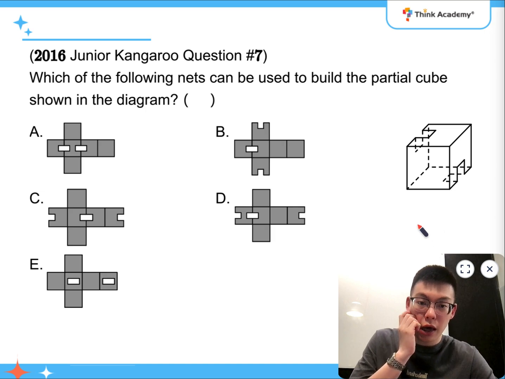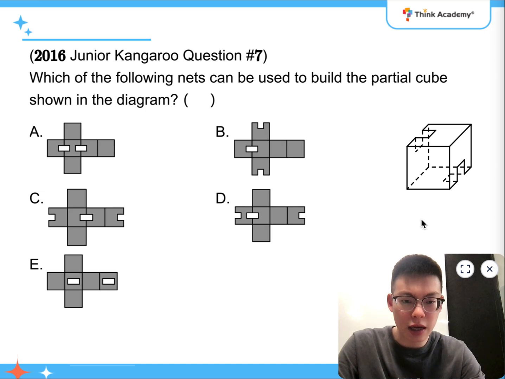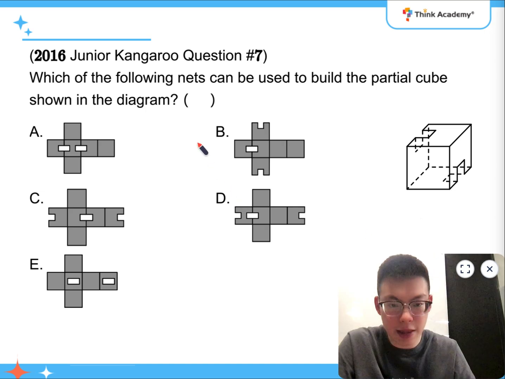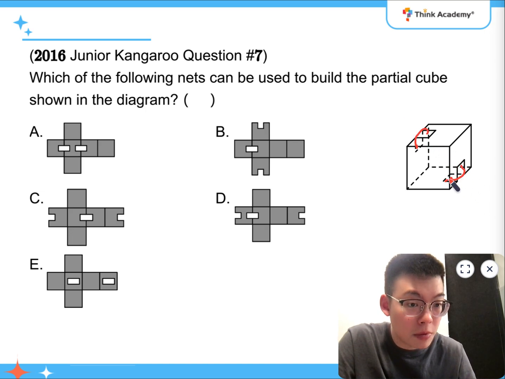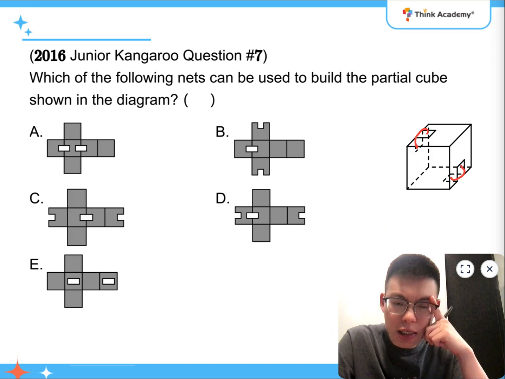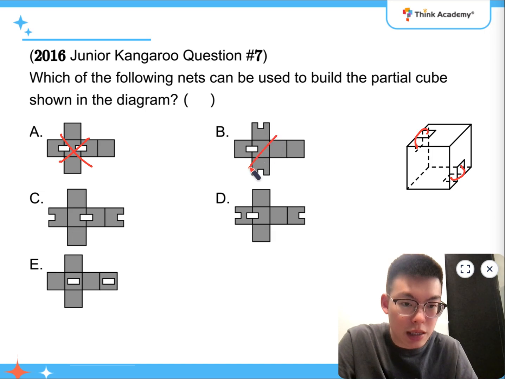Alright, and then for question number 7, this one is kind of a nasty question because it's a little bit hard for you to imagine how things are going. But you can see that the 2 holes there are on the opposite edges of a cube, which means that the first one can't be the answer because they are next to each other. The second one can't be the answer because they are of different directions.